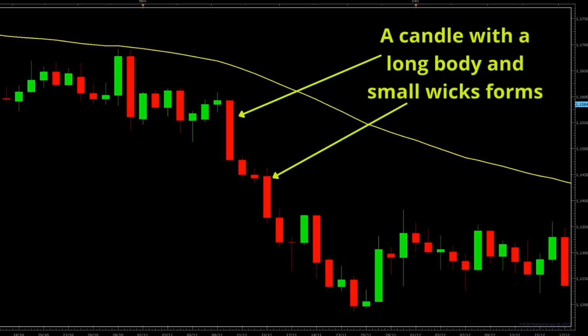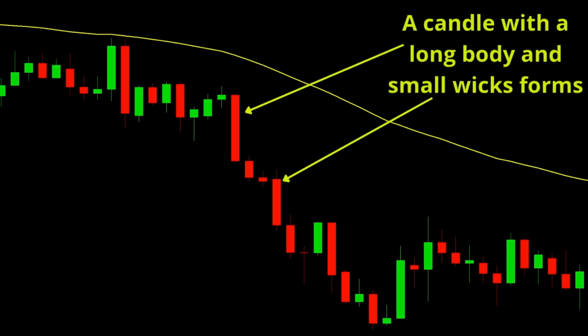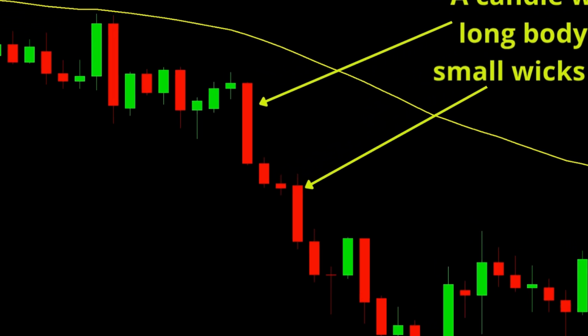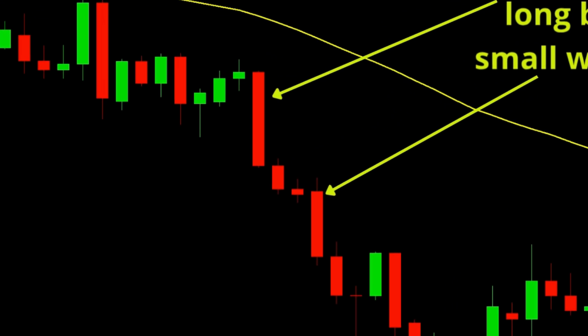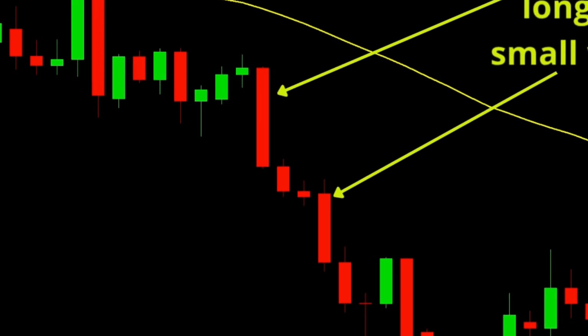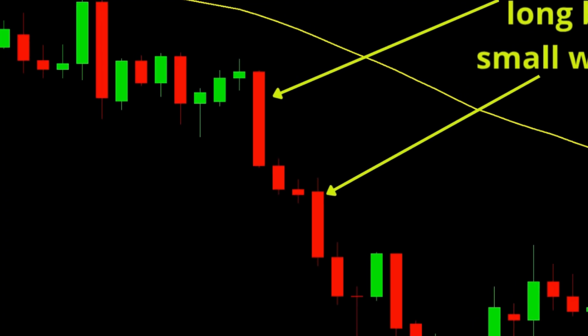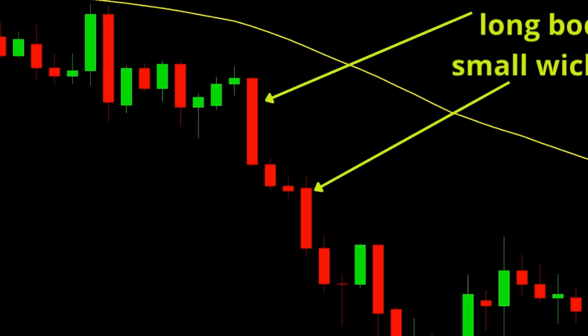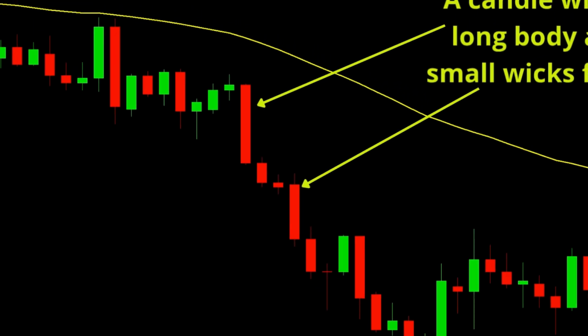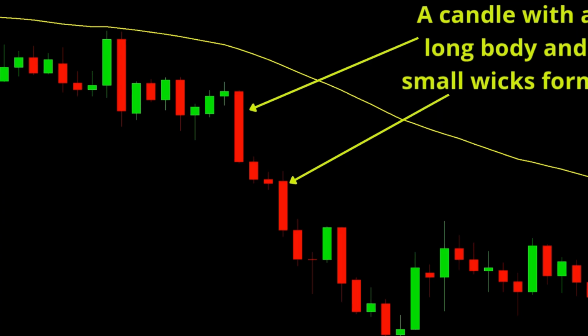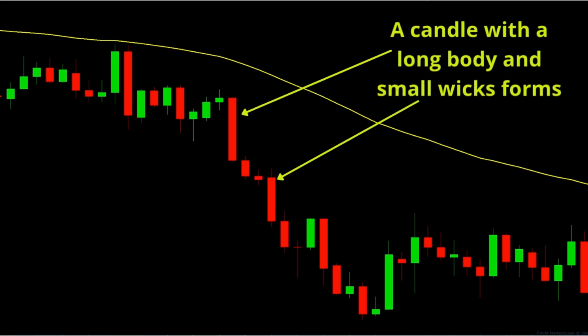Here is the visual for the first short condition, the candle with a long body and small wicks. This strong red candle shows that sellers took control for the entire day, and the price closed near the low. We must see this undeniable selling pressure on the daily chart before we even consider an entry.